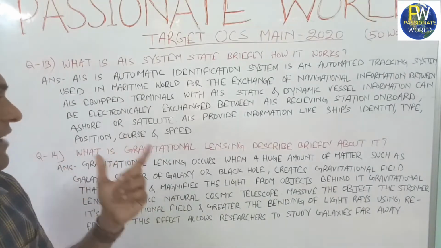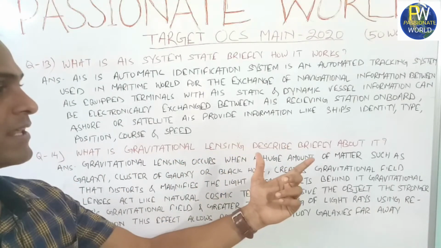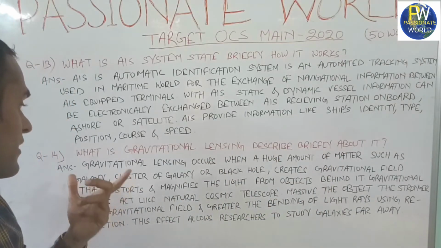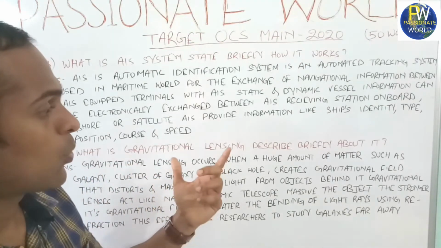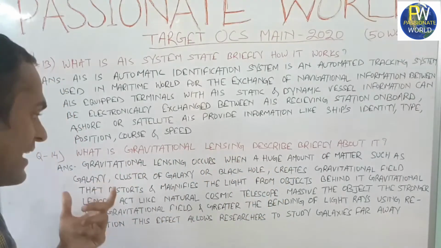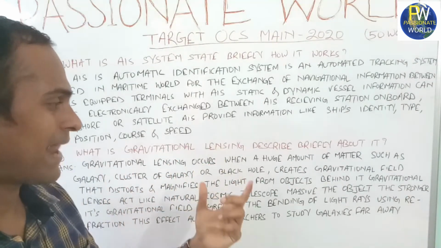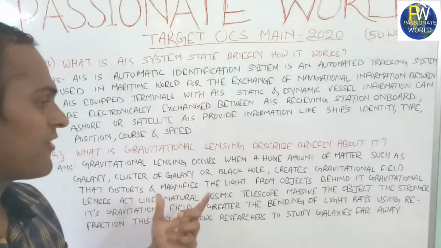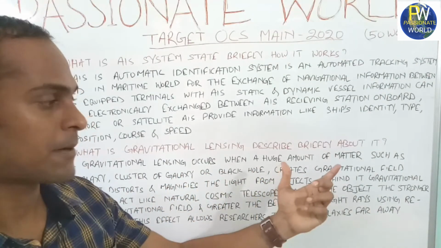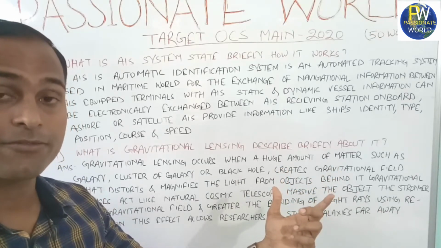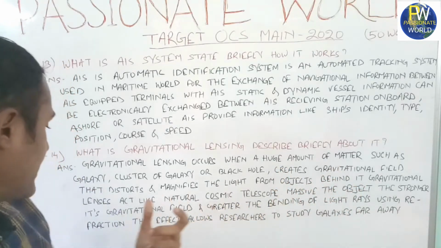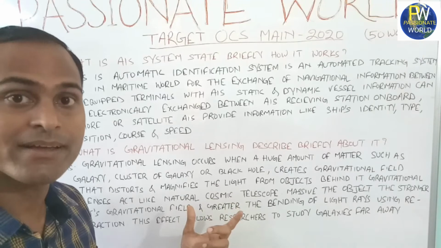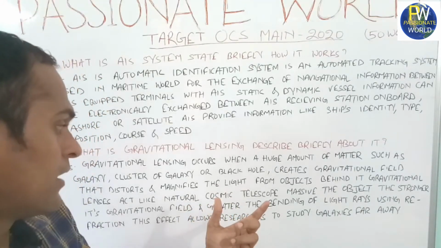Then what is gravitational lensing? Describe briefly about it. It's one interesting thing. Gravitational lensing occurs when a huge amount of matter such as a galaxy, cluster of galaxies or black hole creates a gravitational field that distorts and magnifies the light from the object behind it. Gravitational lenses act like natural cosmic telescopes.